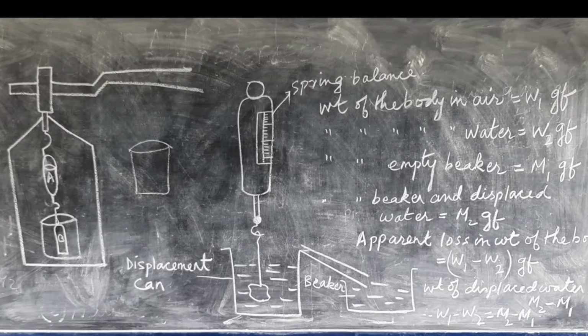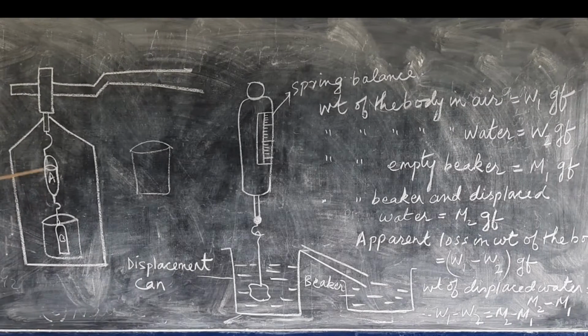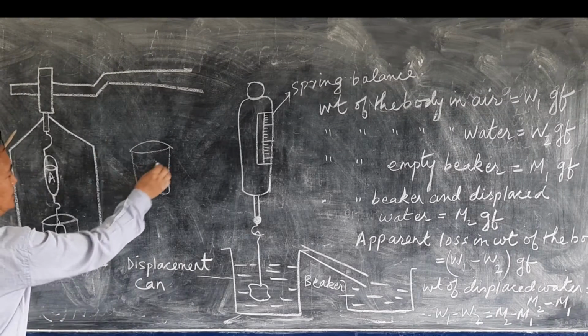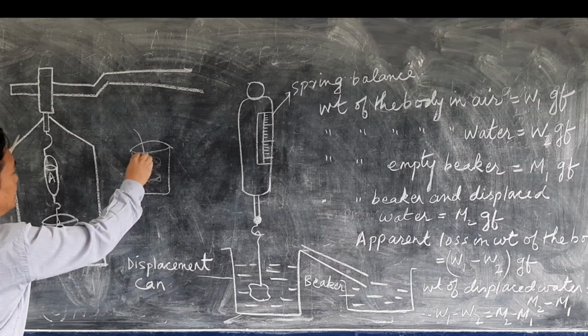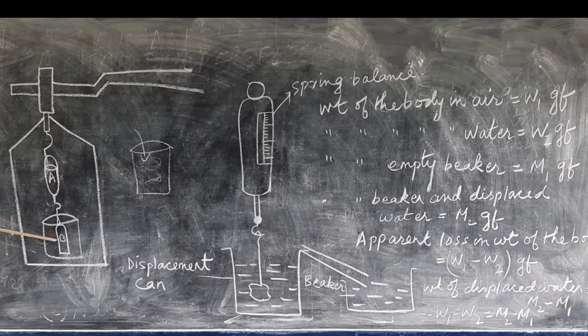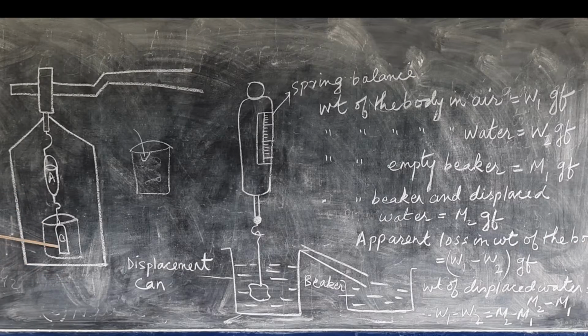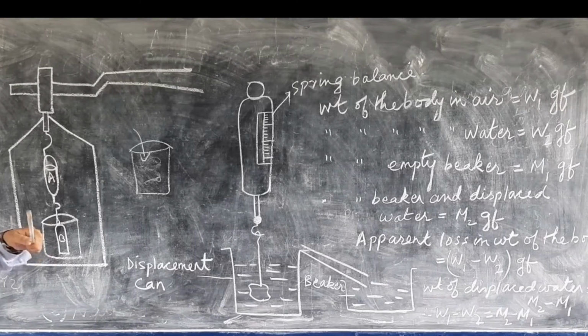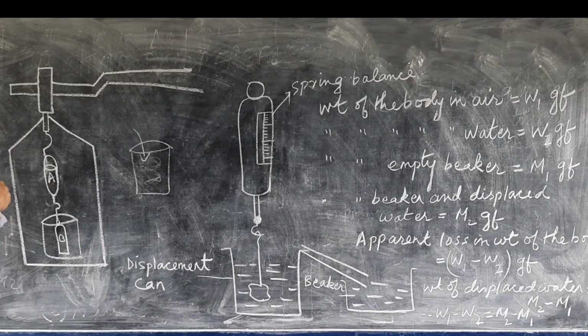Now in this hollow cylinder, which means it is empty inside, you start filling the water. But before that, the hollow cylinder is empty and only the solid cylinder is inside the water. When you immerse it inside the water here, the pan of the spring balance rises up, which shows the apparent loss in weight.